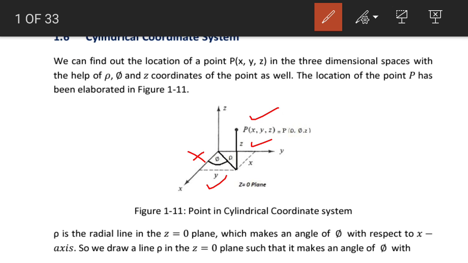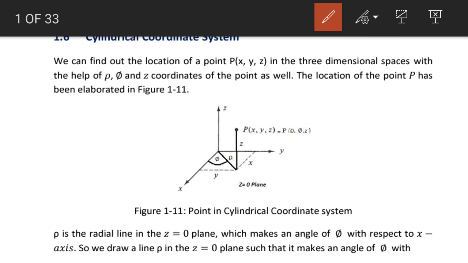Now we are going to represent the same point with the help of cylindrical coordinates. And the three coordinates of this cylindrical point are rho, phi, and z. So we are going to find out the location of the same point with the help of these three cylindrical coordinates. The cylindrical coordinates are rho, phi, and z.